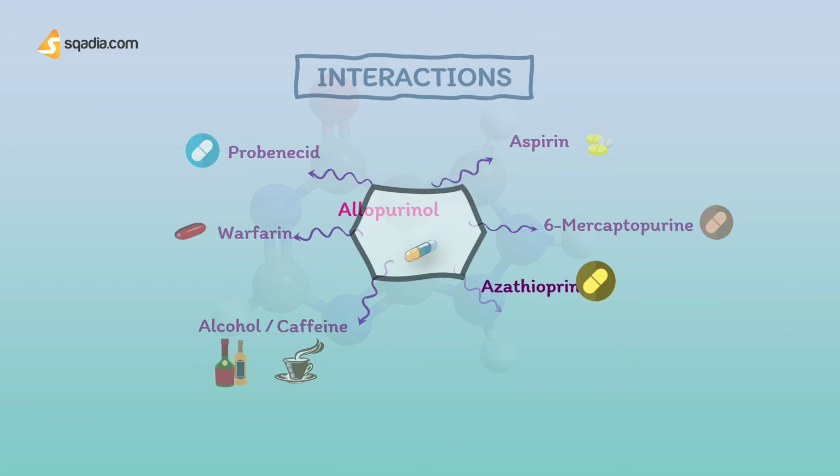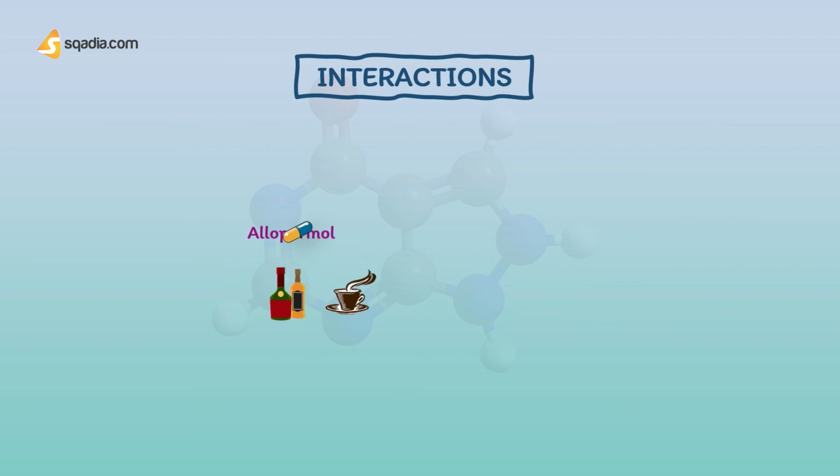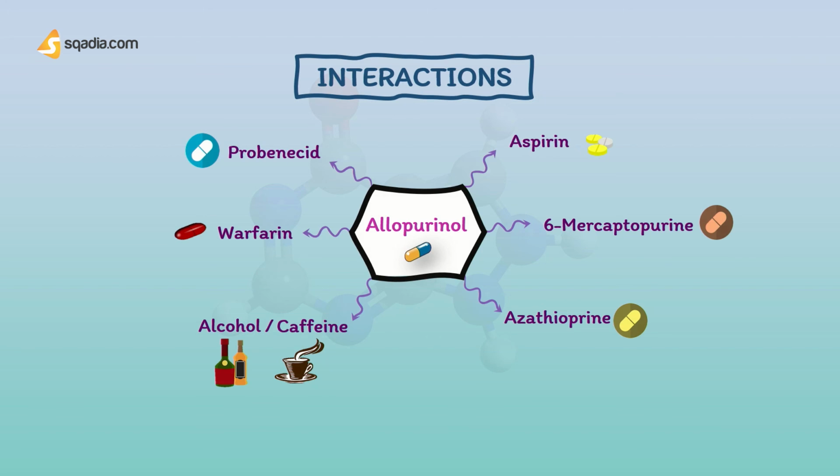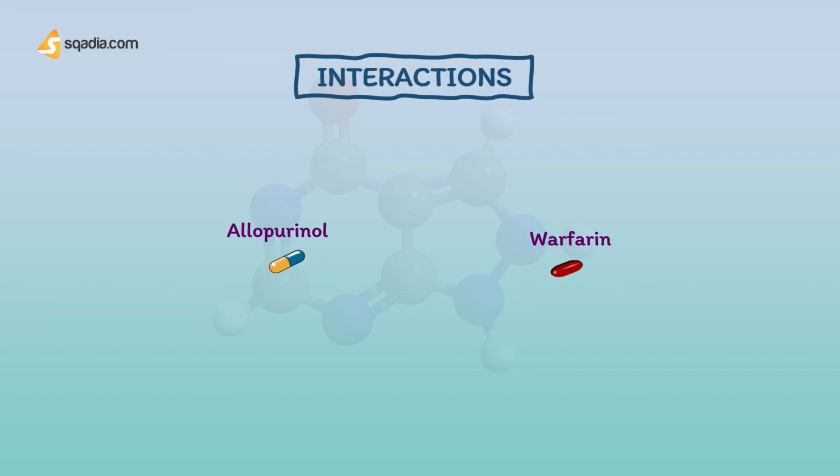Allopurinol interaction with alcohol and caffeine also increases the uric acid levels. Lastly, allopurinol has interaction with warfarin. Allopurinol gives a synergic effect, enhances the anticoagulant activity of warfarin. That's all about drug interactions of allopurinol. These interactions can lead to serious consequences. That is why it is important to monitor allopurinol dosage while giving with other drugs.